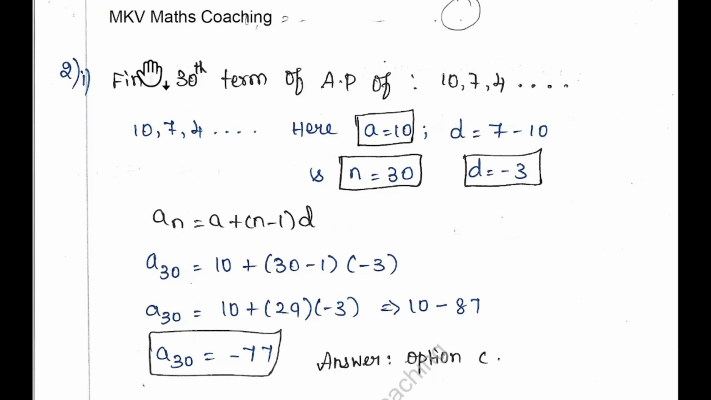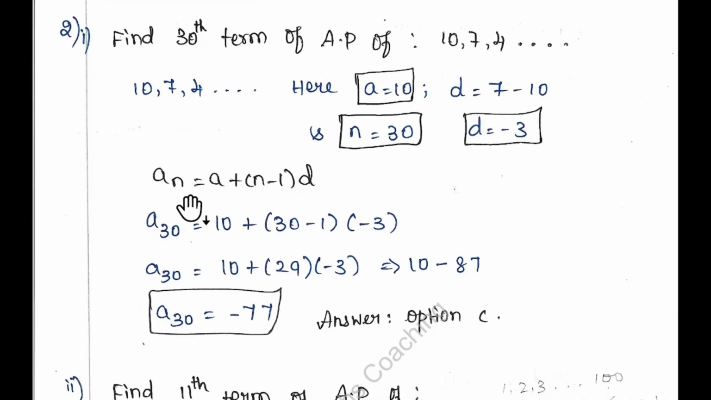So that is they have given 30th term of an AP. So keep the 30th term as AN, and totally 30 terms are there now. So you're taking N as 30. Okay, so substitute AN formula. A30 is equal to 10 plus 30 minus 1 into minus 3. So you'll be getting 10 minus 87, which is minus 77. This is the option C value, minus 77.